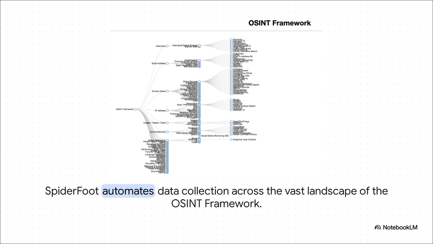effort. This OSINT framework map really gives you a sense of the sheer scale we're talking about here. SpiderFoot is designed to try and touch on as many of these different nodes as possible, and it does it automatically. It's querying everything from usernames and social media profiles to DNS records and data breach info. The goal is simple: collect as much data as possible to map a target's entire digital footprint.